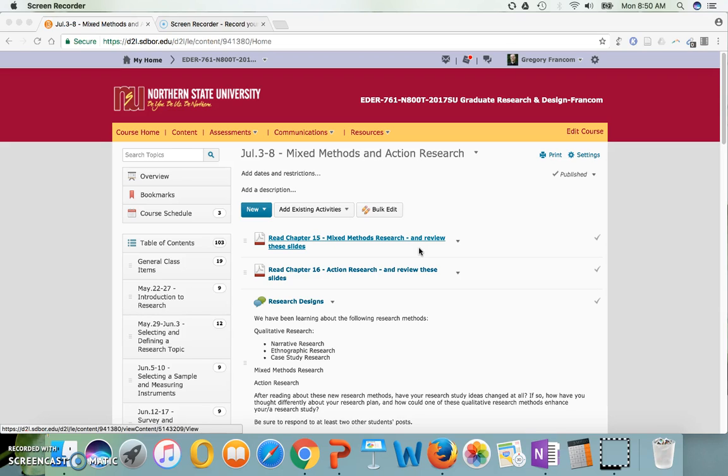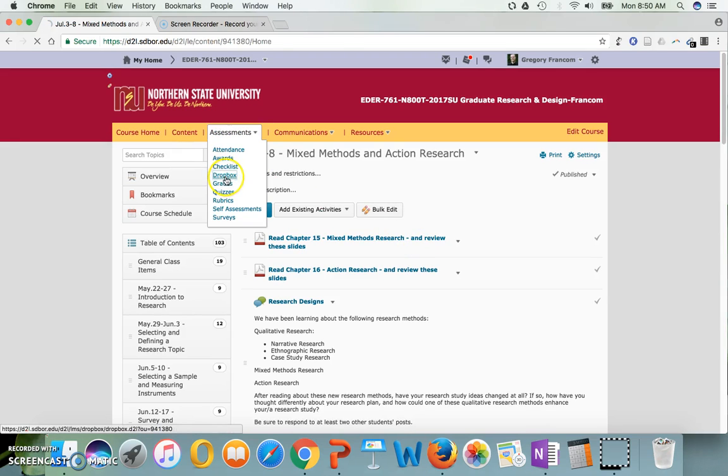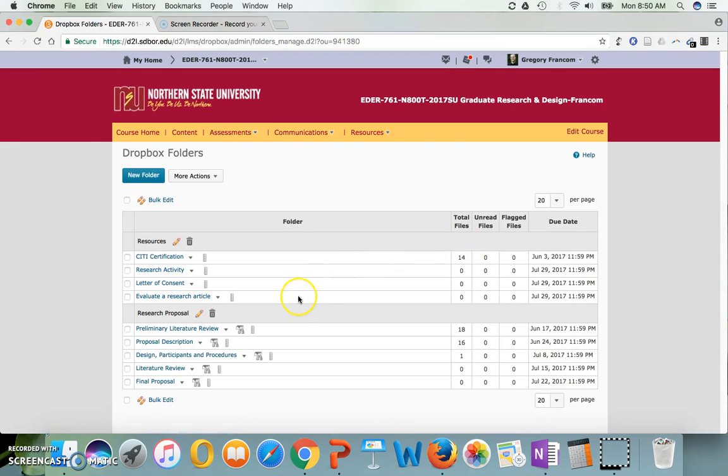Independence from research activity. Alright, so this week it's Independence Day. Tomorrow will be July 4th, Independence Day. We celebrate that day and the signing of the Declaration of Independence. But today I'm going to declare your independence from the research activity. You may have seen this in the Dropbox or in other places in the course. There's something called a research activity.